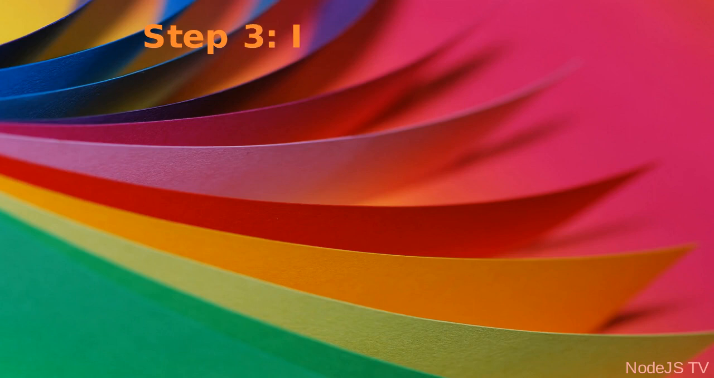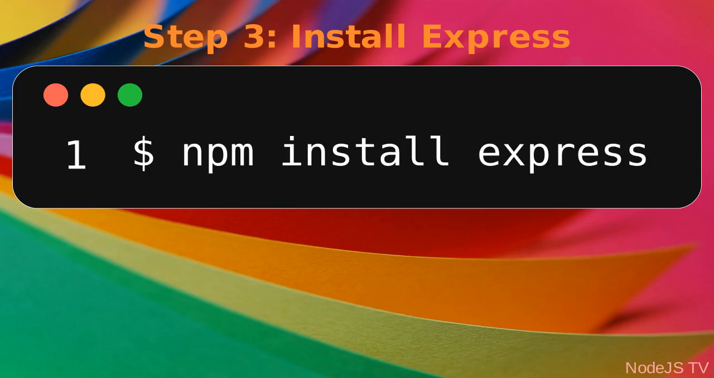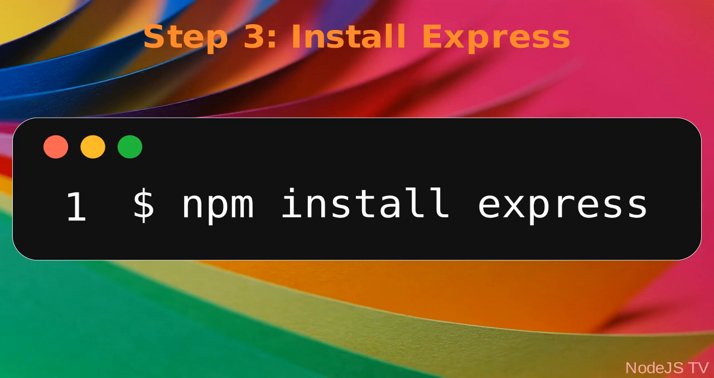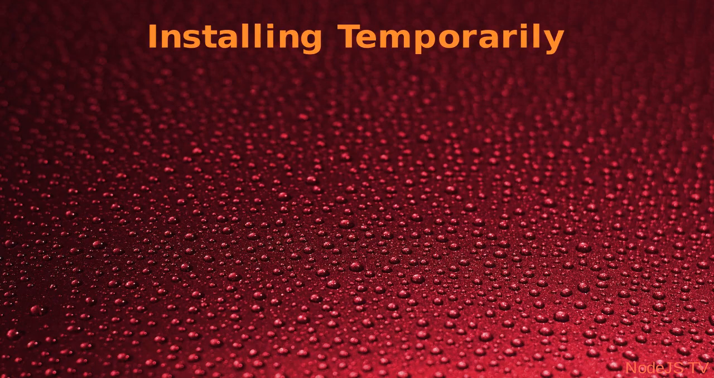Step 3. Install Express. Now install Express in the myapp directory and save it in the dependencies list. For example, installing temporarily: to install Express temporarily and not add it to the dependencies list.